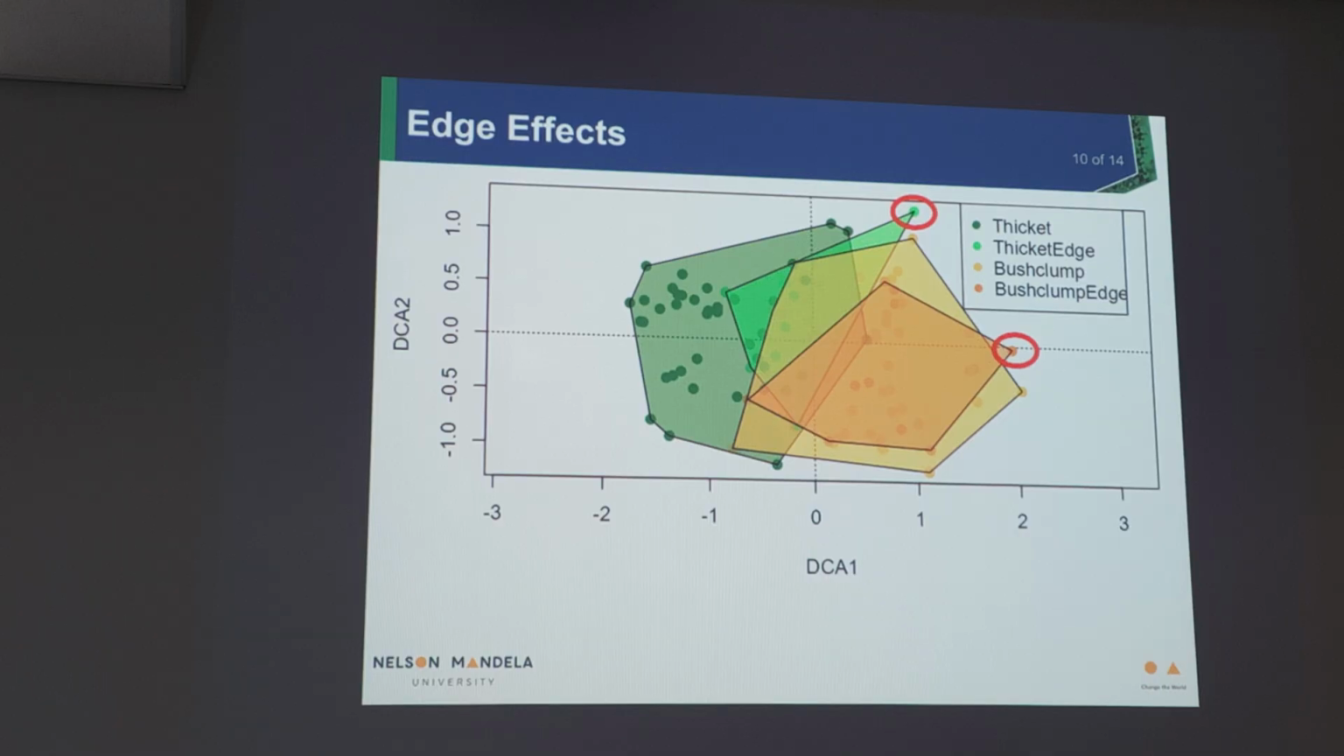This is the same data for the same plots, and you'll notice that I circled the two points that fall outside the ordination domain. The green is thicket, so this is thicket proper. The pale green is thicket edge. There's only one of the points that's outside of the domain of thicket, so that's really minimal, and the same applies to bush clumps. I haven't quite done as many bush clump edges. It's actually quite difficult. And there was only one, and that's hardly outside. So we don't have a significant edge effect.